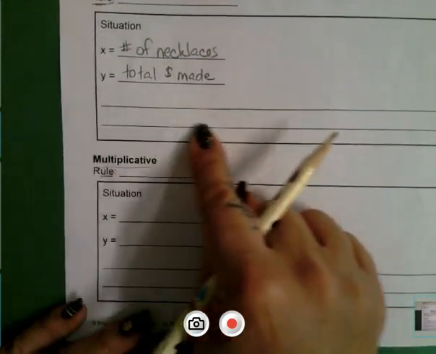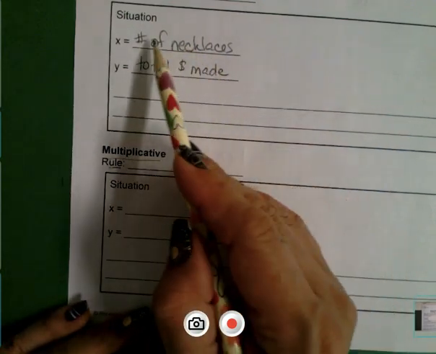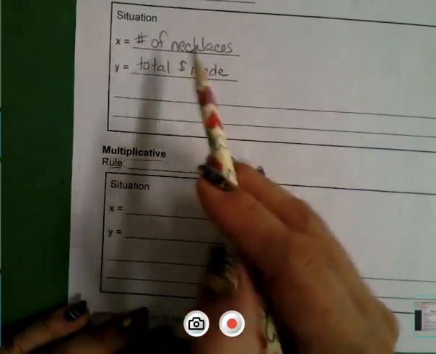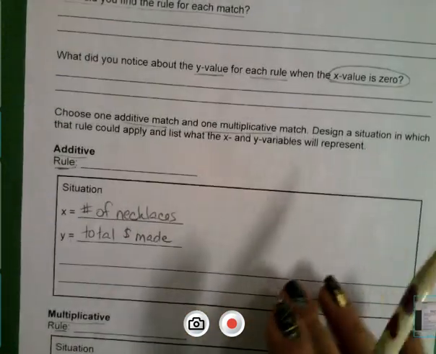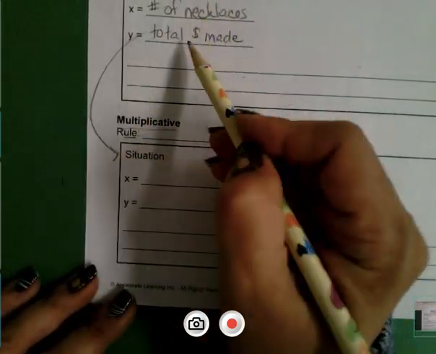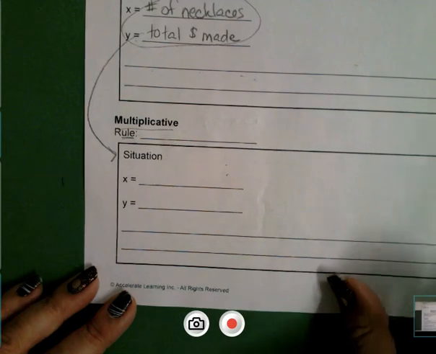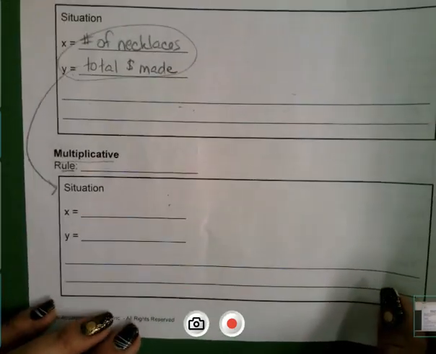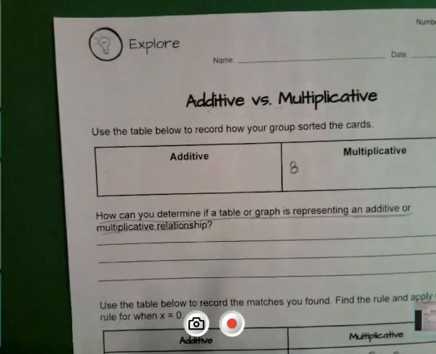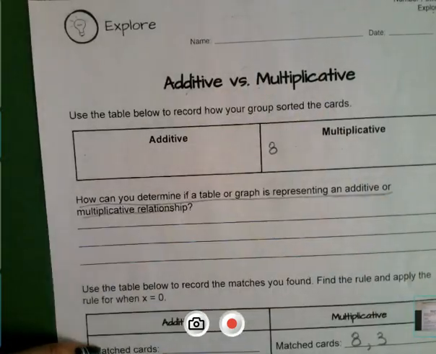And then you would write it out. Describe the situation. If I sell x necklaces, I make y money. Okay, so go ahead and you don't have to have the same one as your group. Oops, this one should have been down here. It was multiplicative. Okay. You don't have to have the same stories as your group. You can come up with your own. Make sure your name and date are on it and turn it in.